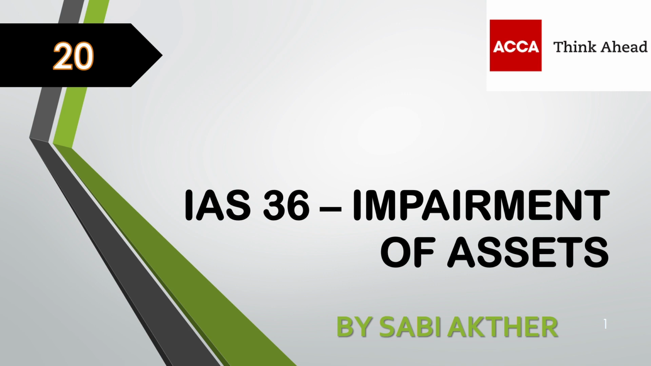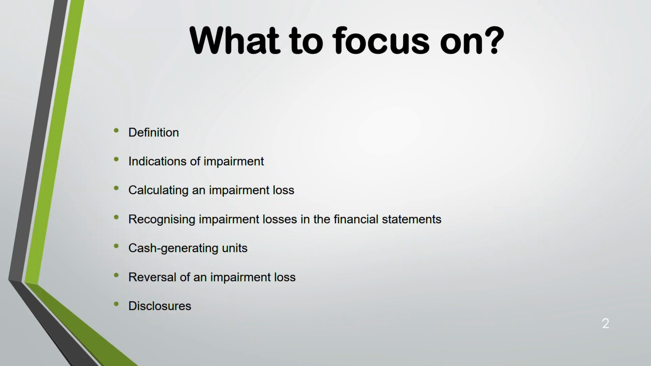Today we are going to cover IAS 36, which is impairment of assets. And for your SBR, this is a standard which you are definitely going to get in your exam. Okay, so here we are going to focus on the definition. What are the indications of impairment? How do you calculate an impairment loss? How do you recognize it in the financial statements? What are cash generating units? Reversal of an impairment loss and disclosure.